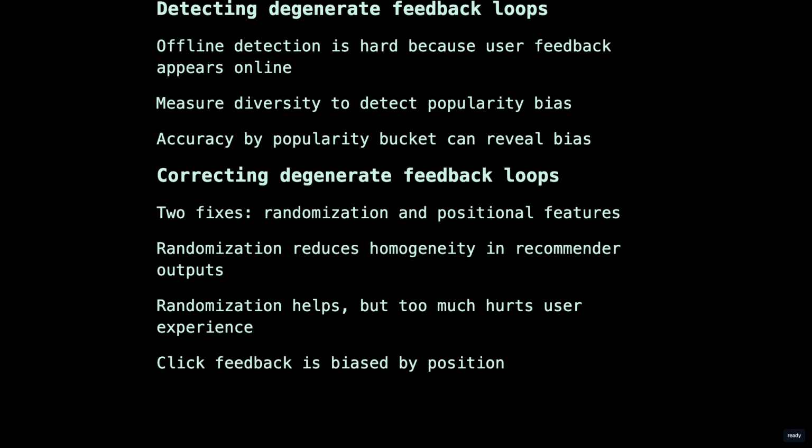Position matters because users pay more attention to items near the top. If the top item gets more clicks, the model must decide whether that happened because it was genuinely better or because it simply had the best placement.